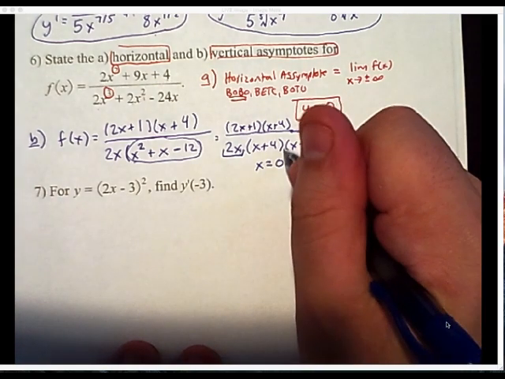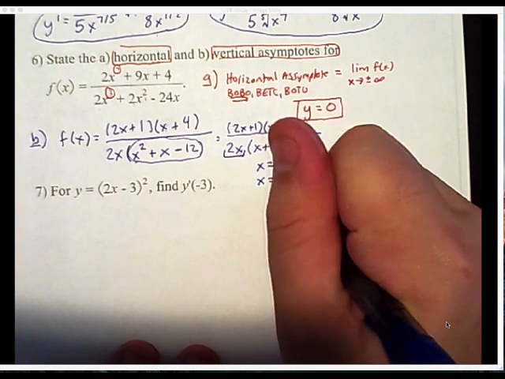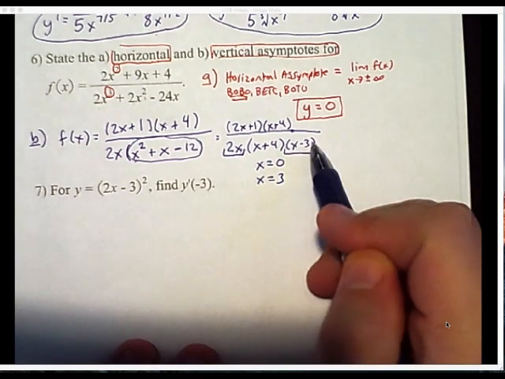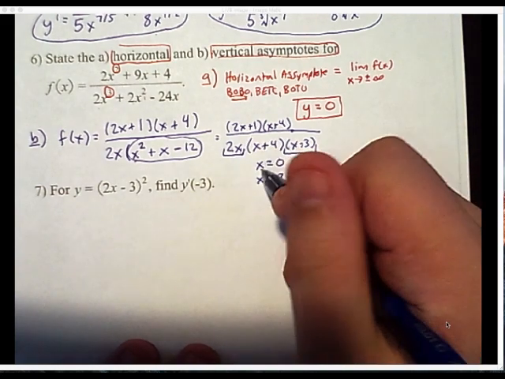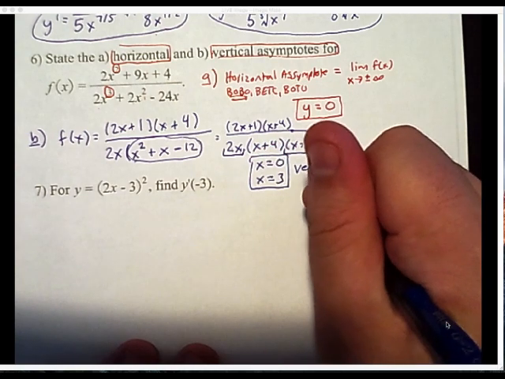What about this one? X minus 3. What number minus 3 would give me 0? Hopefully you say x equals 3. If x was 3, then this parenthesis would turn into 0, and 0 times anything is still 0. So these two values are the vertical asymptotes.